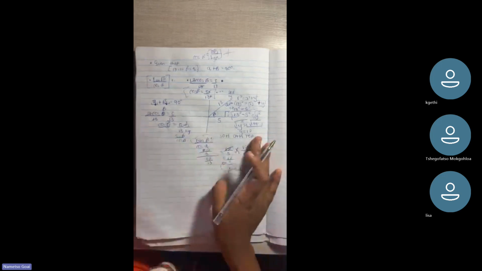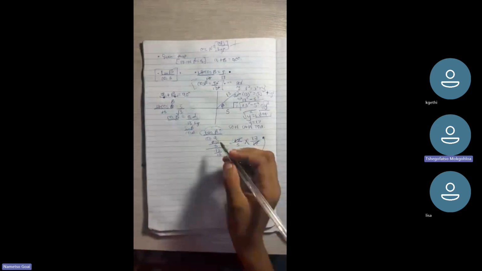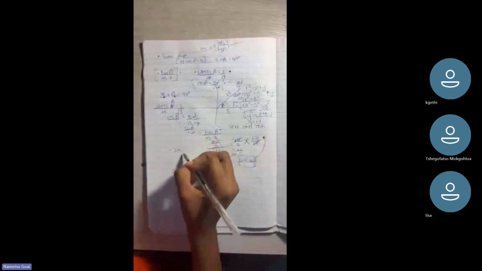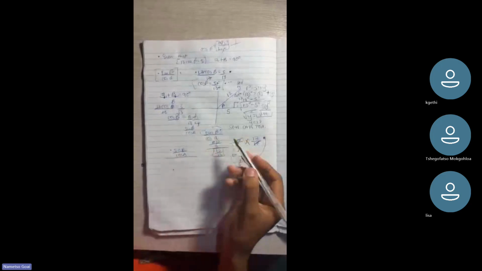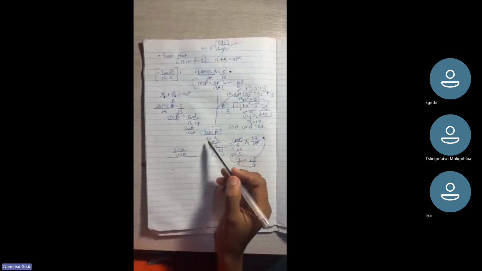Actually, let's try doing it that way. I think eventually you have to arrive here, but it's going to be long and tedious, right? Let's just start here. You're going to have sine beta divided by cos beta, all divided by what? All divided by cos alpha, right?